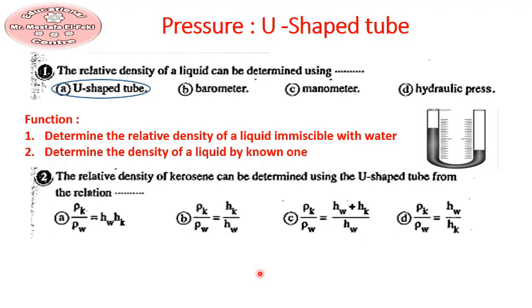The relative density of kerosene can be determined using the U-shaped tube from the relation. First, the relation using the U-shaped tube is rho kerosene times H kerosene equals rho water times H water. Then by making the ratio, rho kerosene divided by rho water equals H water divided by H kerosene.